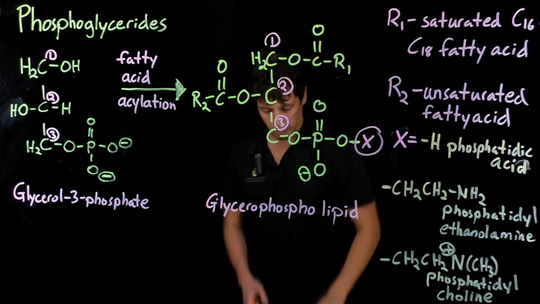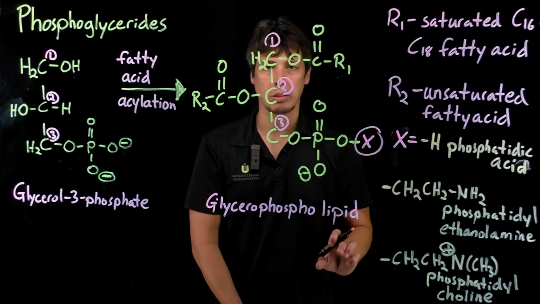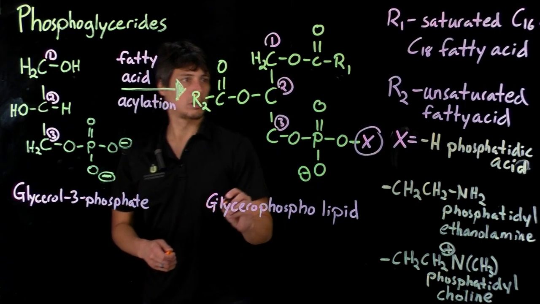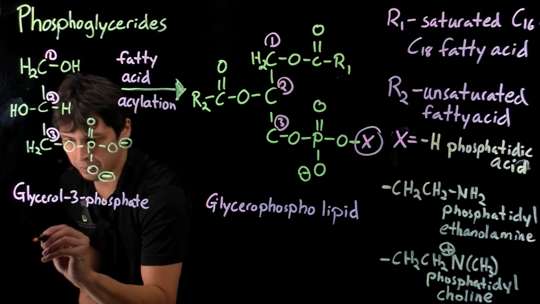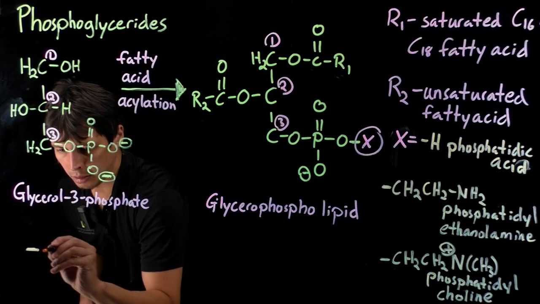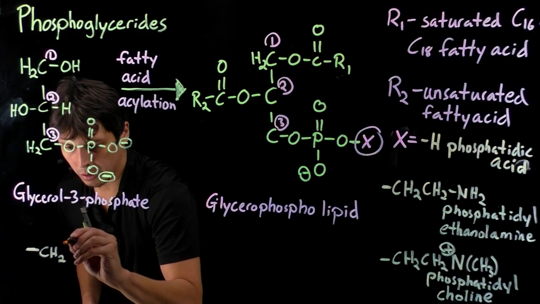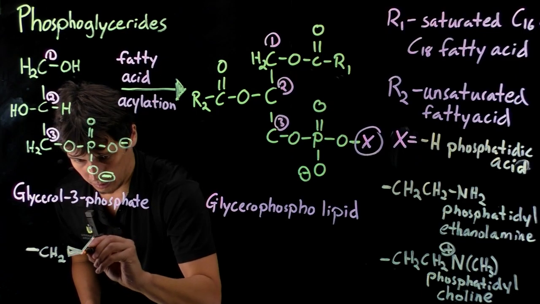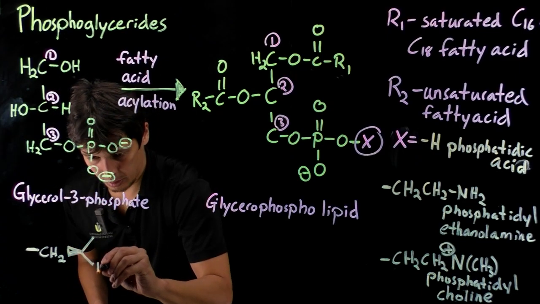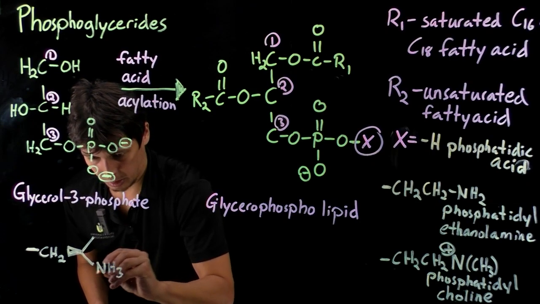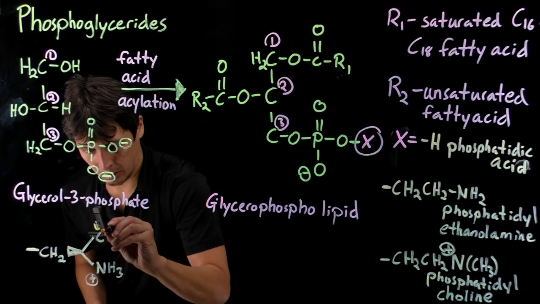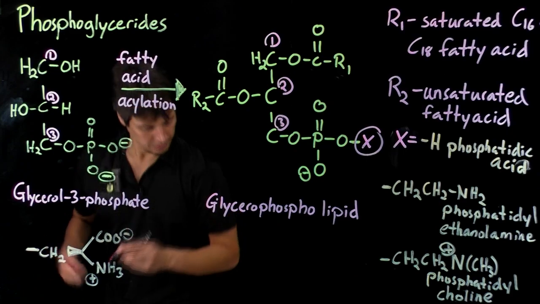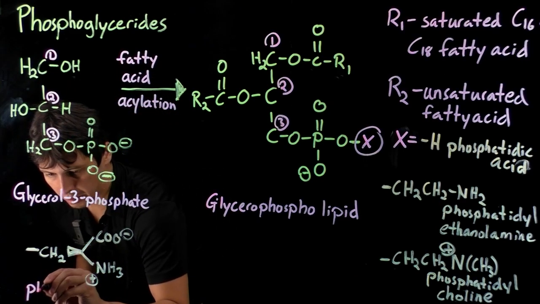Okay. And then there are various other groups that can be in this X group. Let's see. We'll finish them off. So we'll just continue over here. So this one should look familiar. All right, get rid of that. This is phosphatidylserine.